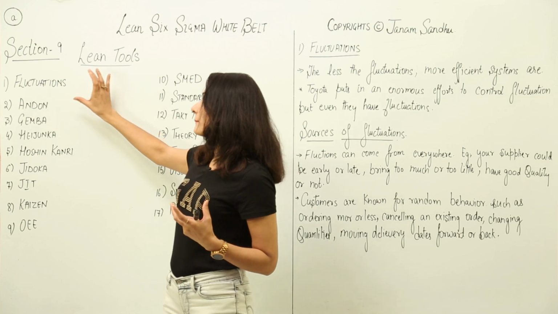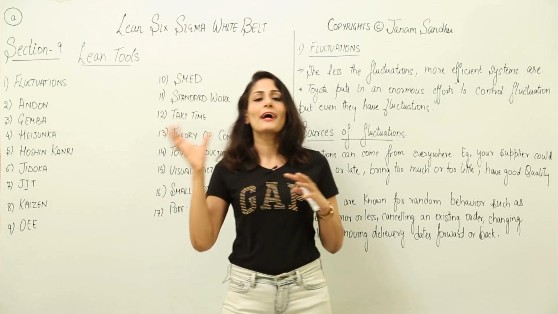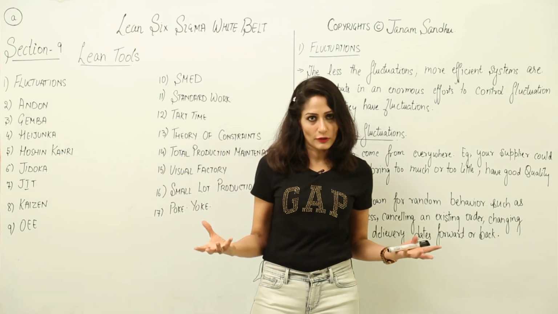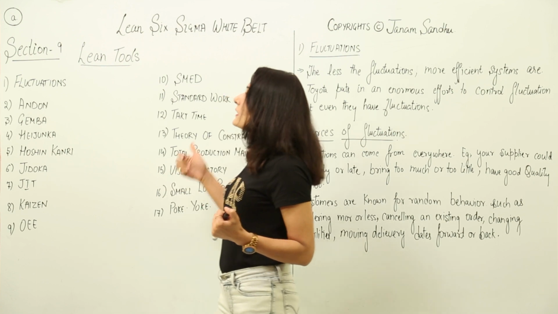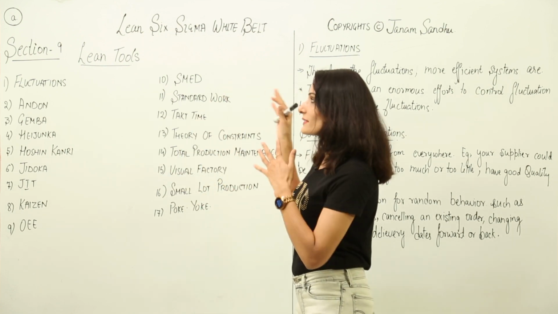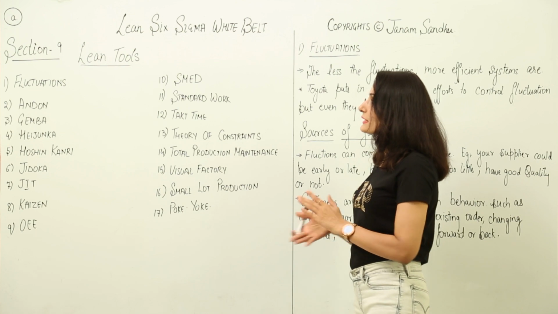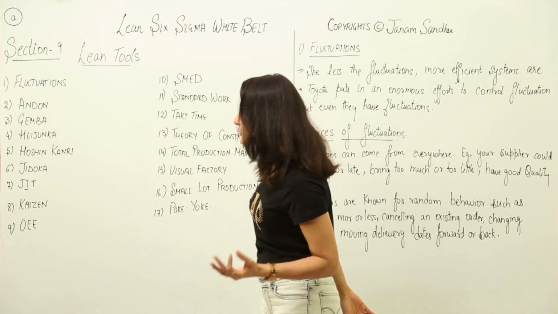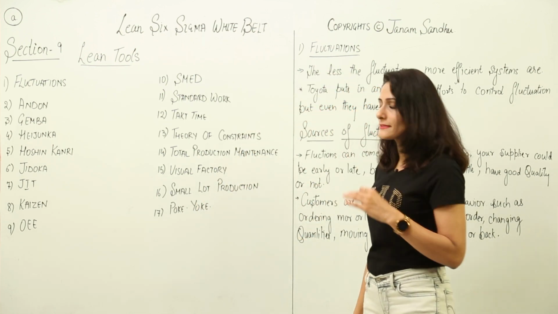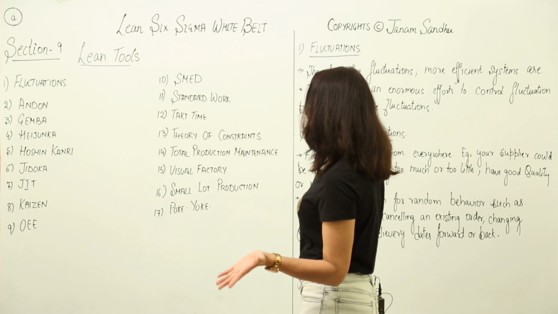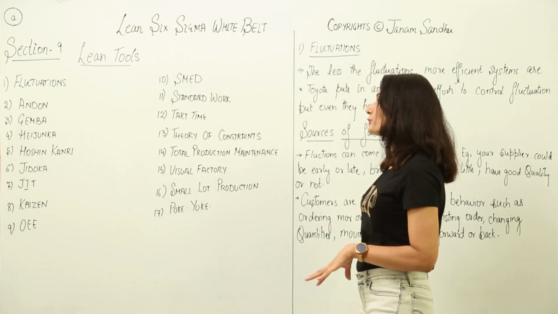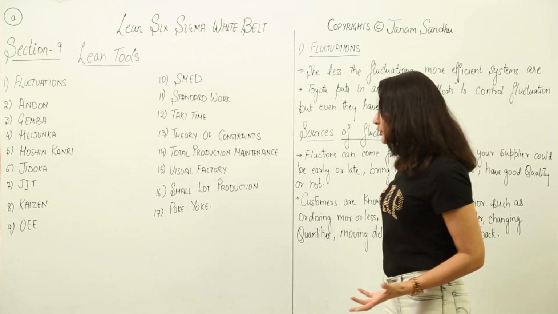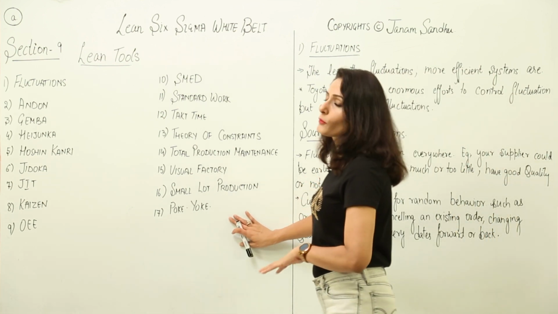When I talk about fluctuations, I would be discussing what fluctuations basically are and how we can decouple them. And then the tools I'll just read through in this section. The first one would be Andon, then Gemba, then Heijunka, then Hoshin Kanri, Jidoka, Just in Time, Kaizen, Overall Equipment Effectiveness, SMED, Standard Work, Takt Time, Theory of Constraints, Total Productive Maintenance, Visual Factory, Small Lot Production, and Poka-Yoke.